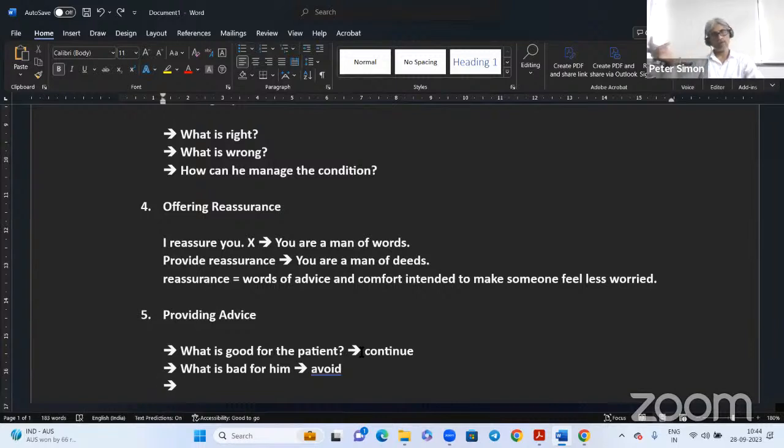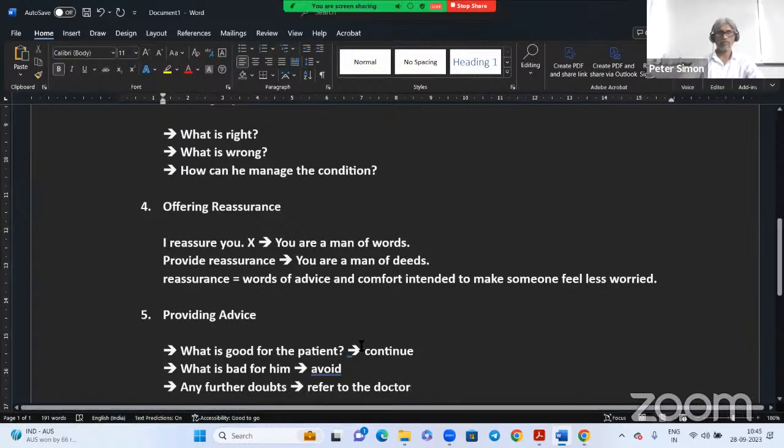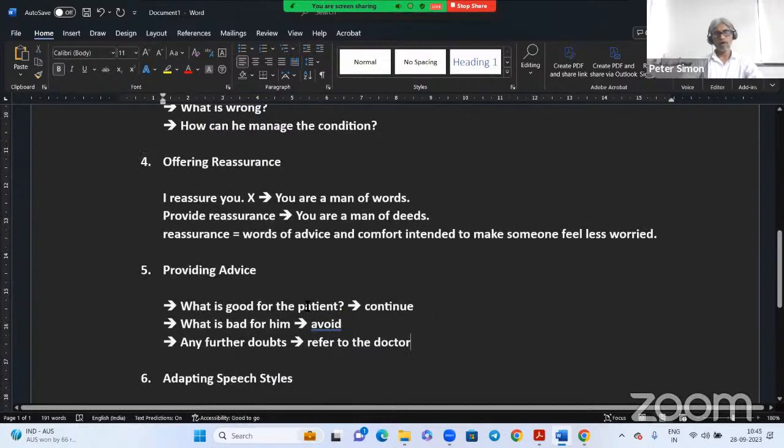What is good for him? Continue. What is bad for him? Avoid. Any further doubts? Refer to the doctor. That's it. If you know it is good, ask him to continue. If you know that it is bad for him, ask him to avoid, discontinue that. And if he has any further doubts, if you don't know, beyond your reason, then refer to the doctor.